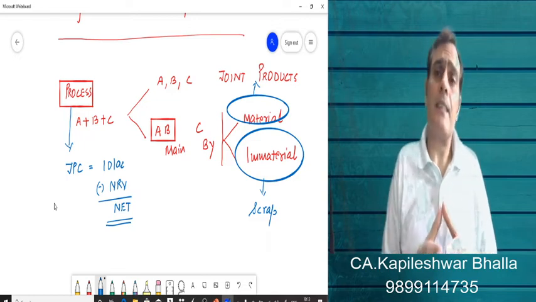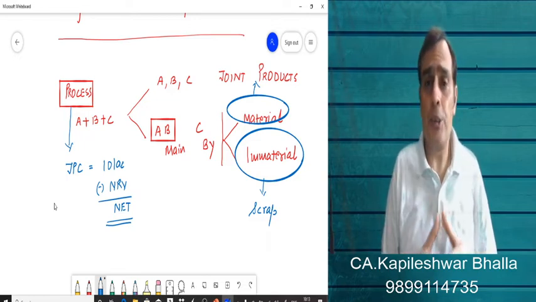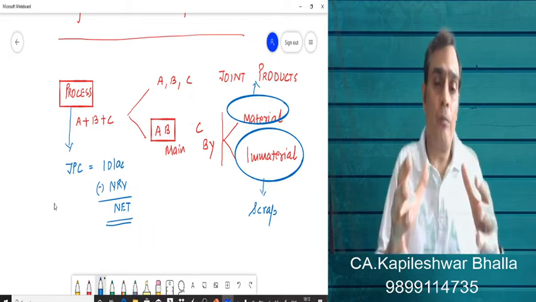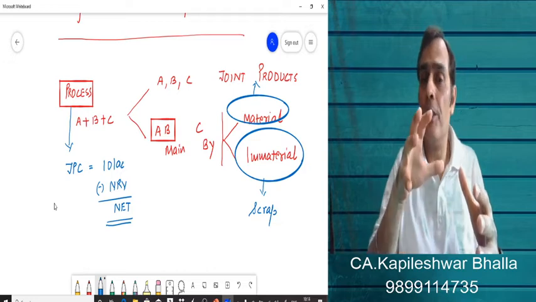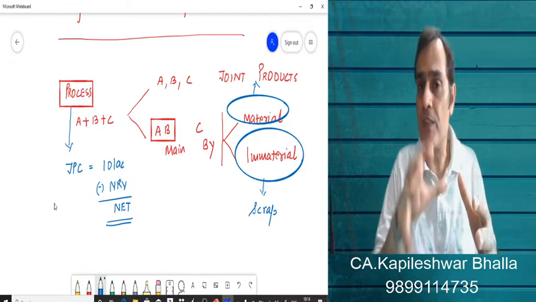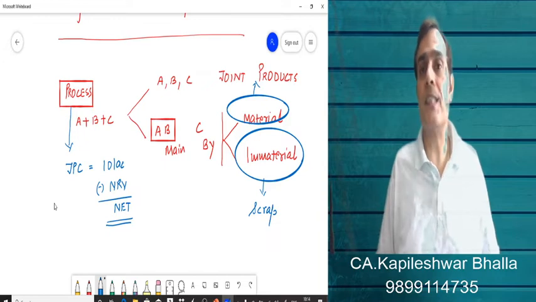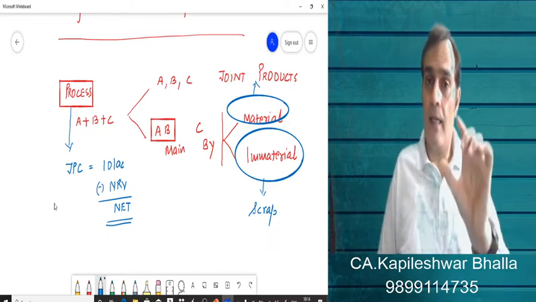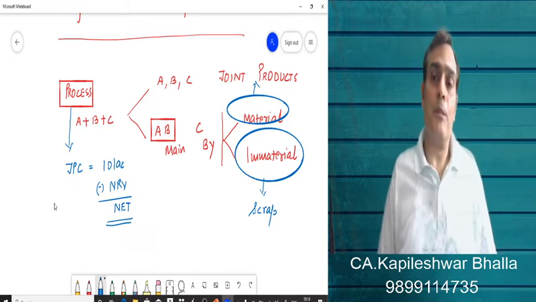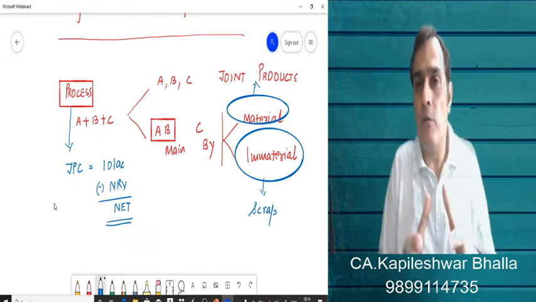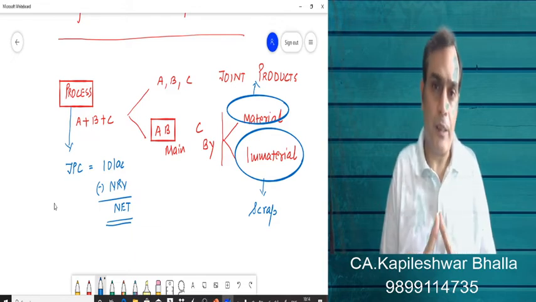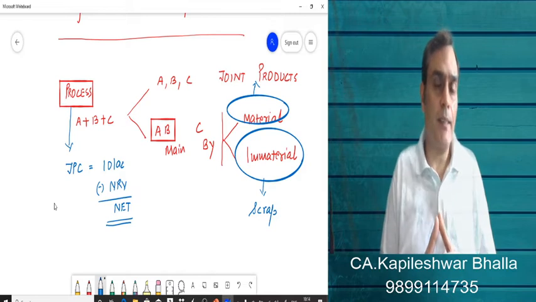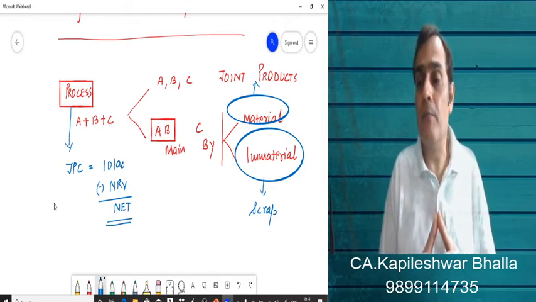But if C is immaterial in nature, then you get a net JPC. What do you mean by net JPC? From the total JPC of ABC, you reduce the net realizable value of C and the remaining net cost is allocated to A and B in sales value ratio. I know the next question which might be coming to your mind is, sir, the question would be very clear whether it is a joint product or a main and byproduct, but would the examiner tell us that the byproduct is material or immaterial in nature?